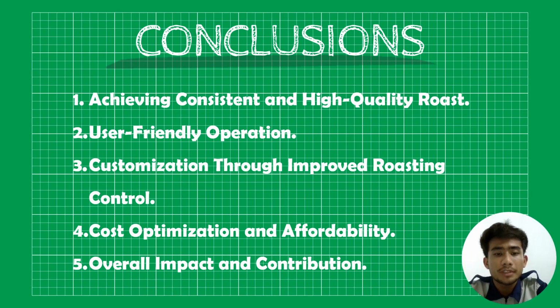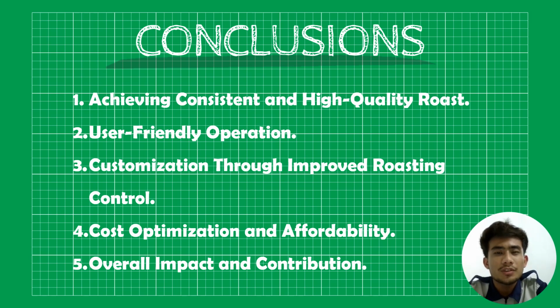As for the conclusion, the first one is to achieve a consistent and high quality roast. I have emphasized the core achievement of developing a consistent and high quality roast through even heat distribution and precise control over the roasting parameters. I have also highlighted how this aligns with industry demand and sets a reliable standard for meeting consumer expectations.